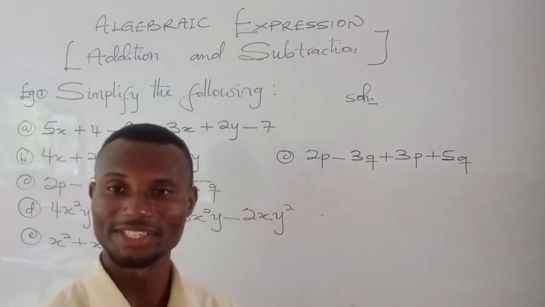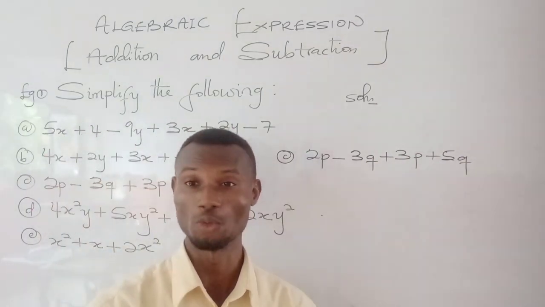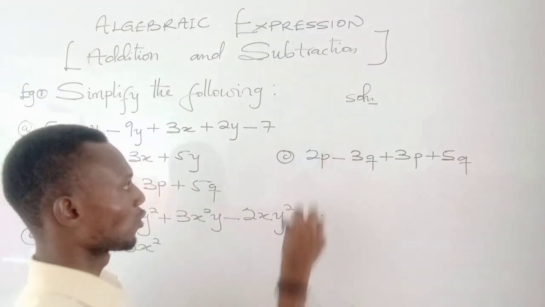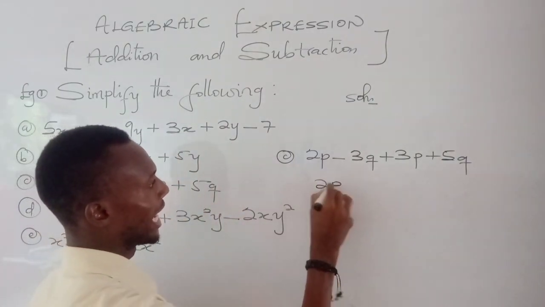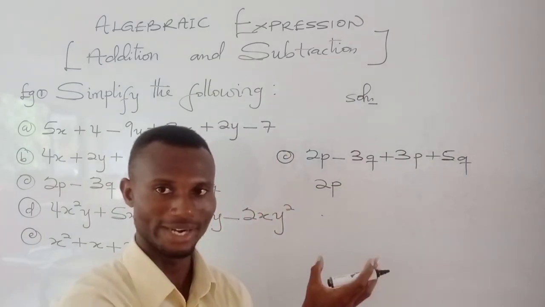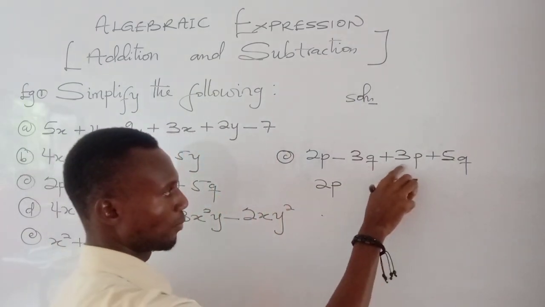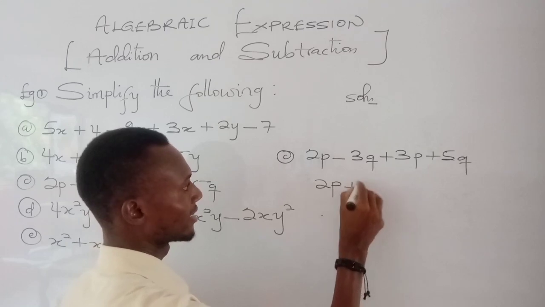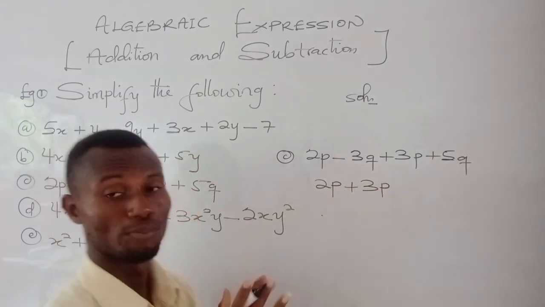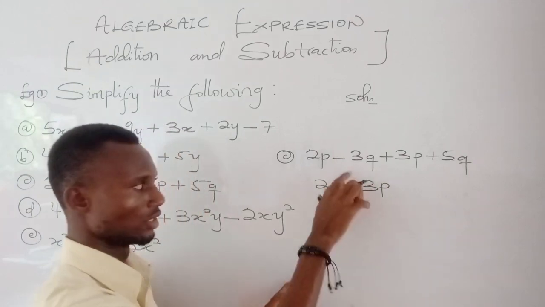The same process, we have to group like terms. Very important. So we group like terms. So when I take this 2p, I'll look for the one which also has p in it and join with it, which is the positive 3p. So plus 3p. Then I'll group all the q as well.